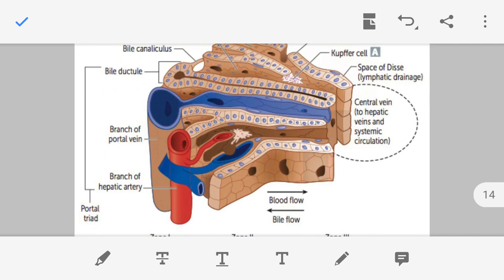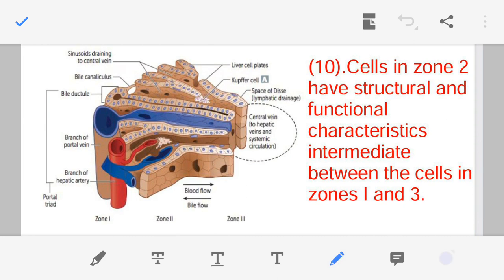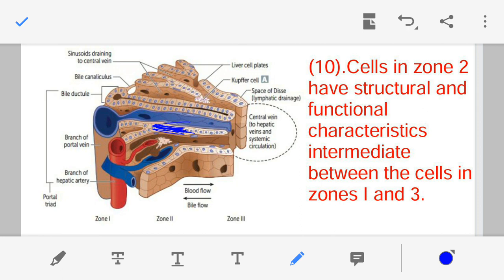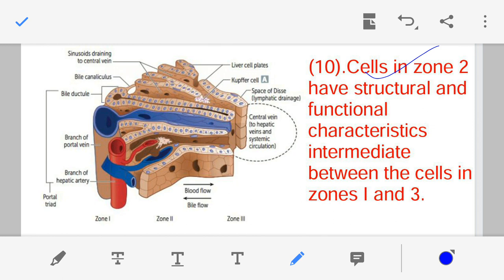Now zone 2 hepatocyte characteristics. Right now I am showing you the cells of zone 2, this region, these are zone 2 cells. And cells in zone 2 have structural and functional characteristics which are intermediate between the cells in zone 1 and zone 3. Now what is the meaning of this? The zone 2 cells have a few characteristics of zone 1 cells and a few characteristics of zone 3 cells. That is the meaning of this point.